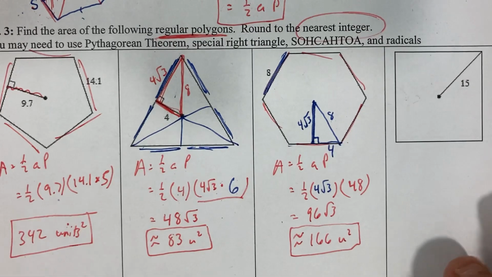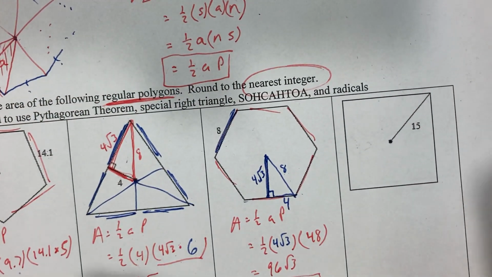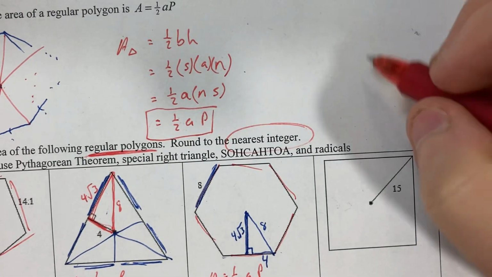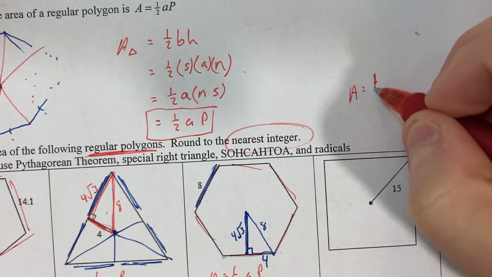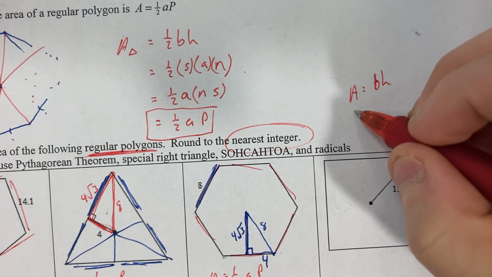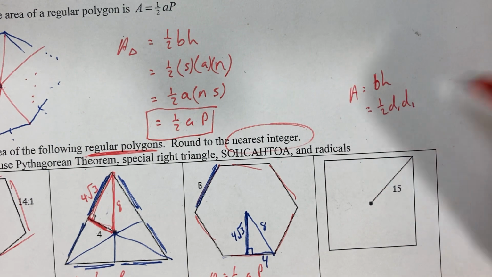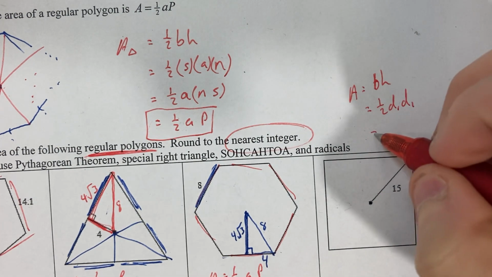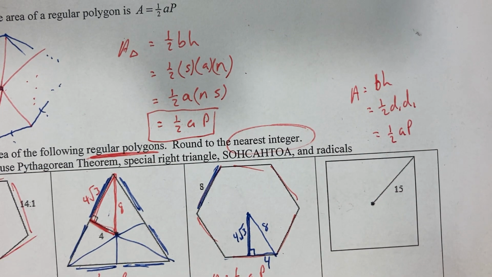All right, now this next one is a square. Now for the square, you got all kinds of options. You could use base times height. You could use a rhombus, because a square is a rhombus. Or now you could use 1/2 apothem times perimeter. You got all kinds of options for that. So you have to decide what is best.